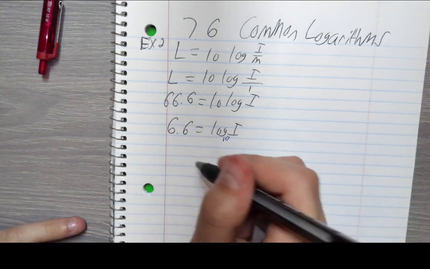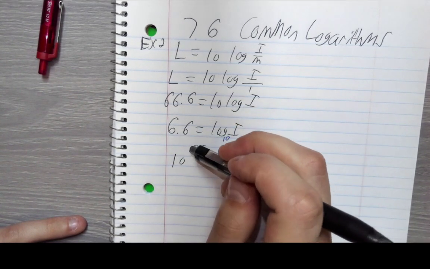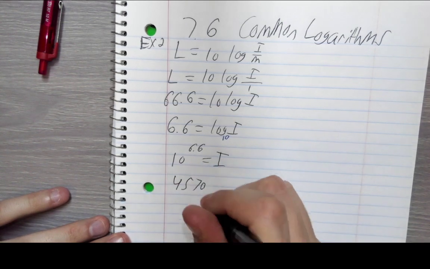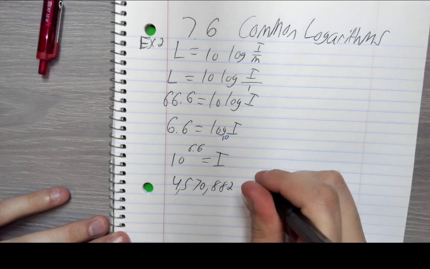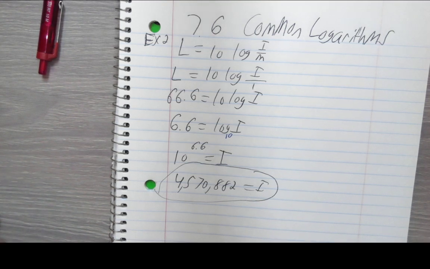Given this equation, the definition of a log says that this 10 can become my base on the other side of the equation. I raise that other side of the equation into the exponent and set it equal to whatever's left over. So my answer ends up being 4,570,882 times as much. Okay, so that's a little real-world example of sound and using logarithms. Again, remember the log base was 10.